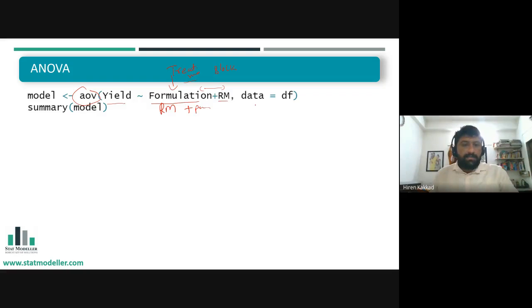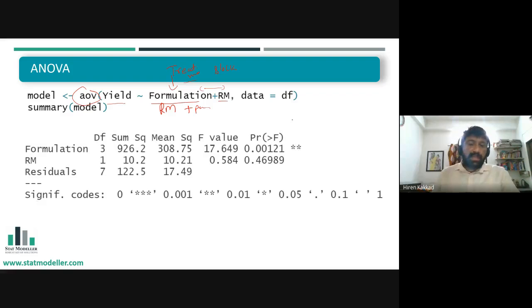And then if you look at the summary, it is showing that this formulation is having a significant impact on the yield. But the raw material is not having a significant difference. Like this block is not having an impact, as we just saw in the last example.